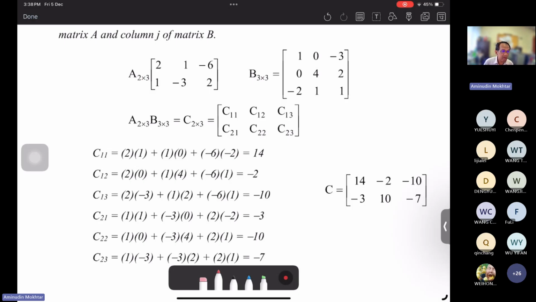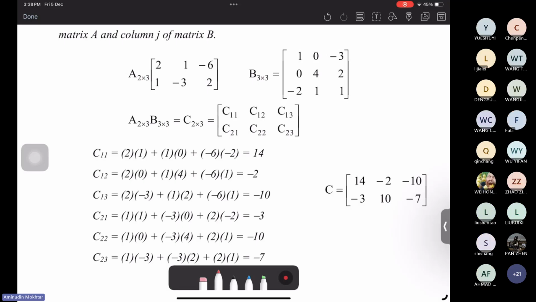This concept is very important, because we will apply it in business and economics later, especially when we want to find the intersection point, the equilibrium point in economics and business.